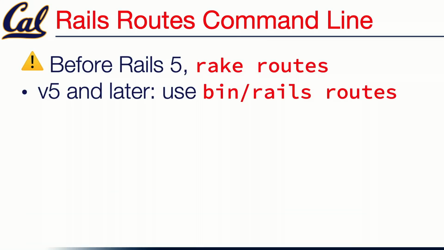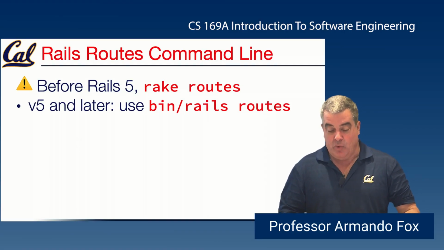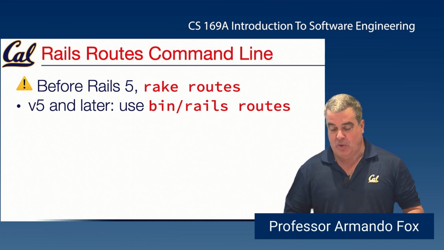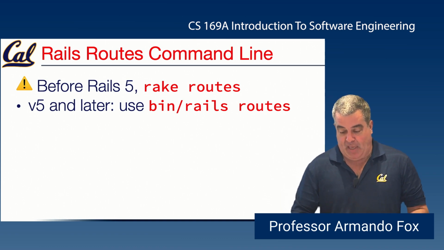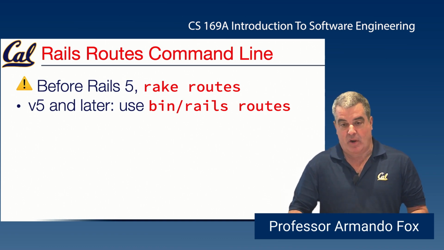Take note that before Rails 5, instead of saying rails routes to see what routes your app had, you would have to say rake routes. Again, just be aware, if you try one and it doesn't work, check which version of Rails you're using. And we'll do a live coding demo next to look at the routes in our little toy app.